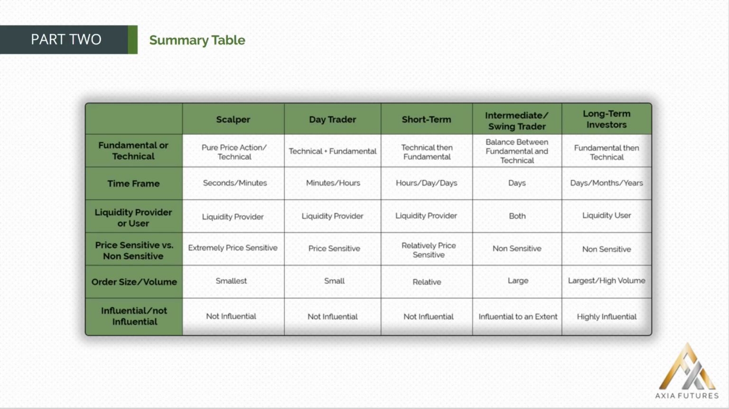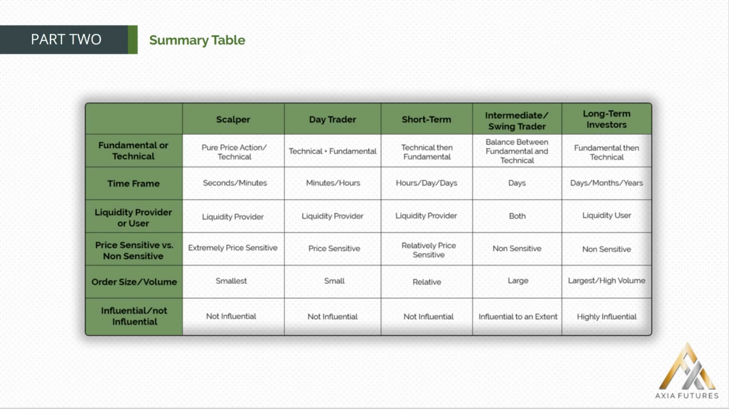If we then look at the second characteristic being the time frame, scalpers tend to react on a second to minute type time frame, day traders minutes to hours, short-term traders hours to days, the intermediate swing trader days, and the long-term investor days to months to years. We then turn to the liquidity provider or user. Scalpers tend to provide liquidity to the market. Day traders provide liquidity to the market. Short-term traders provide liquidity to the market. Intermediate swing traders provide both liquidity and they use the liquidity, whereas long-term investor paper traders are liquidity users.